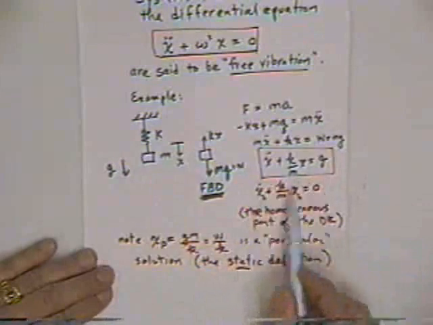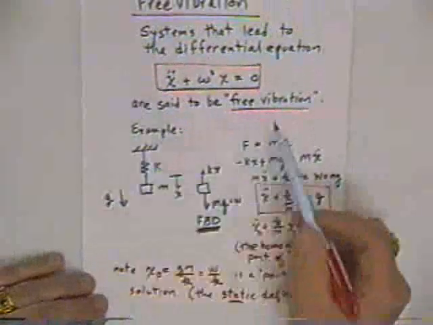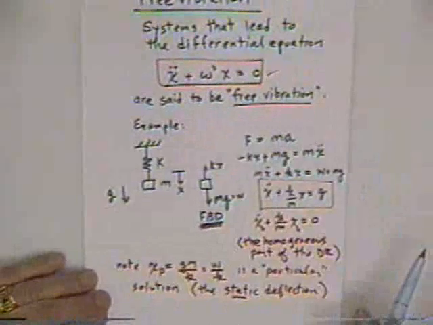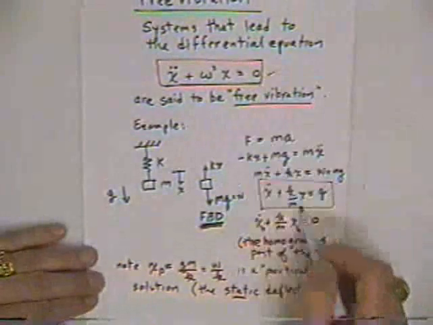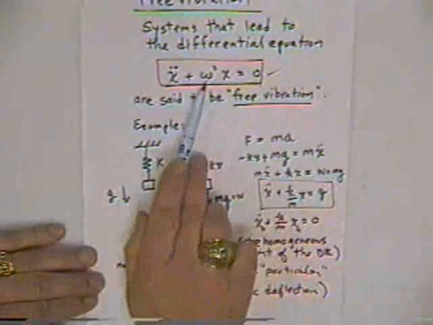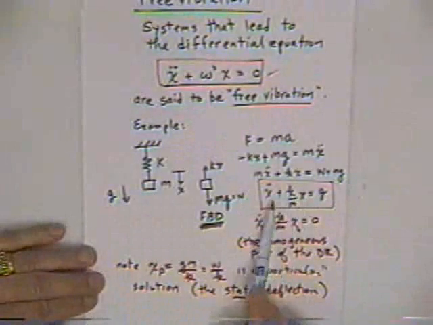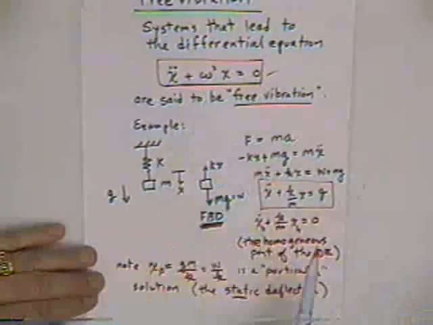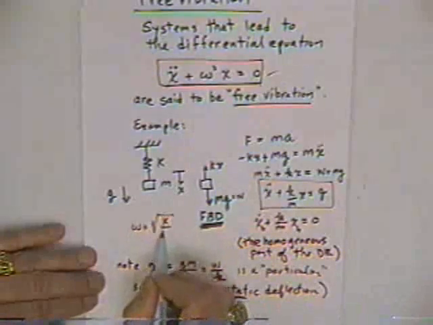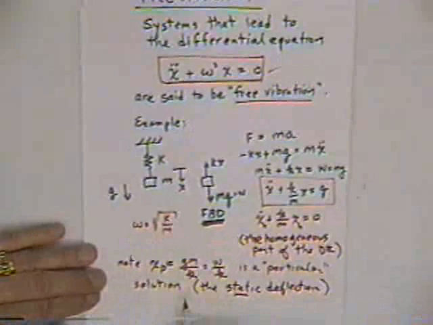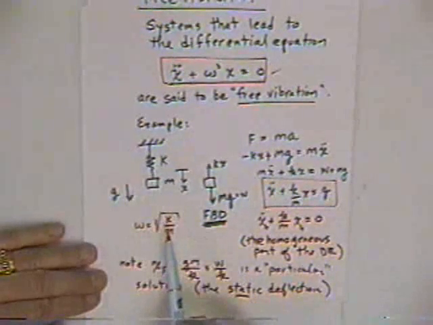So if we look at solutions to this problem, the homogeneous part, we'll have a case of free vibration because it obeys that differential equation. Where, in our case, notice that this parameter here, omega squared, is k over m. It's the same differential equation as that, with omega equal to the square root of k over m. The natural frequency of a mass suspended by a spring is the square root of k over m.